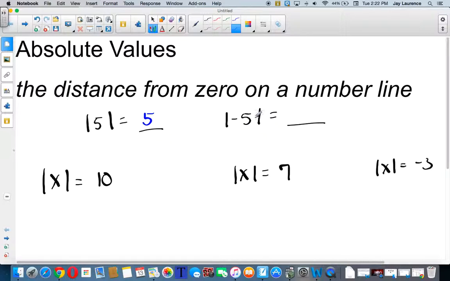The absolute value of -5 is also 5, not because it makes a positive, but because if I'm on a number line, and I go 1, 2, 3, 4, -5 is right here. How many spaces away from 0 is it? Well, it's 1, 2, 3, 4, 5. There you go. So the absolute value of 5 is 5, and the absolute value of -5 is 5.